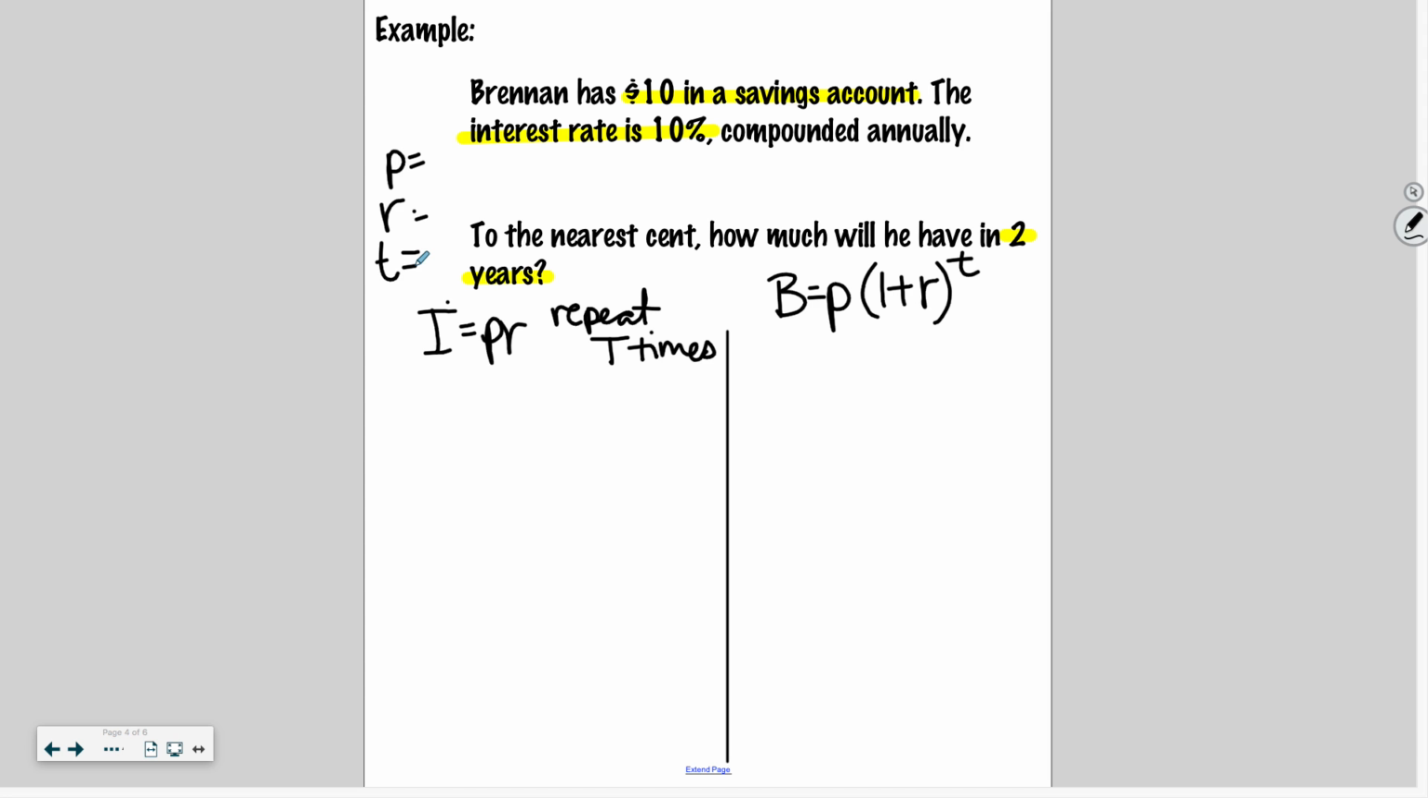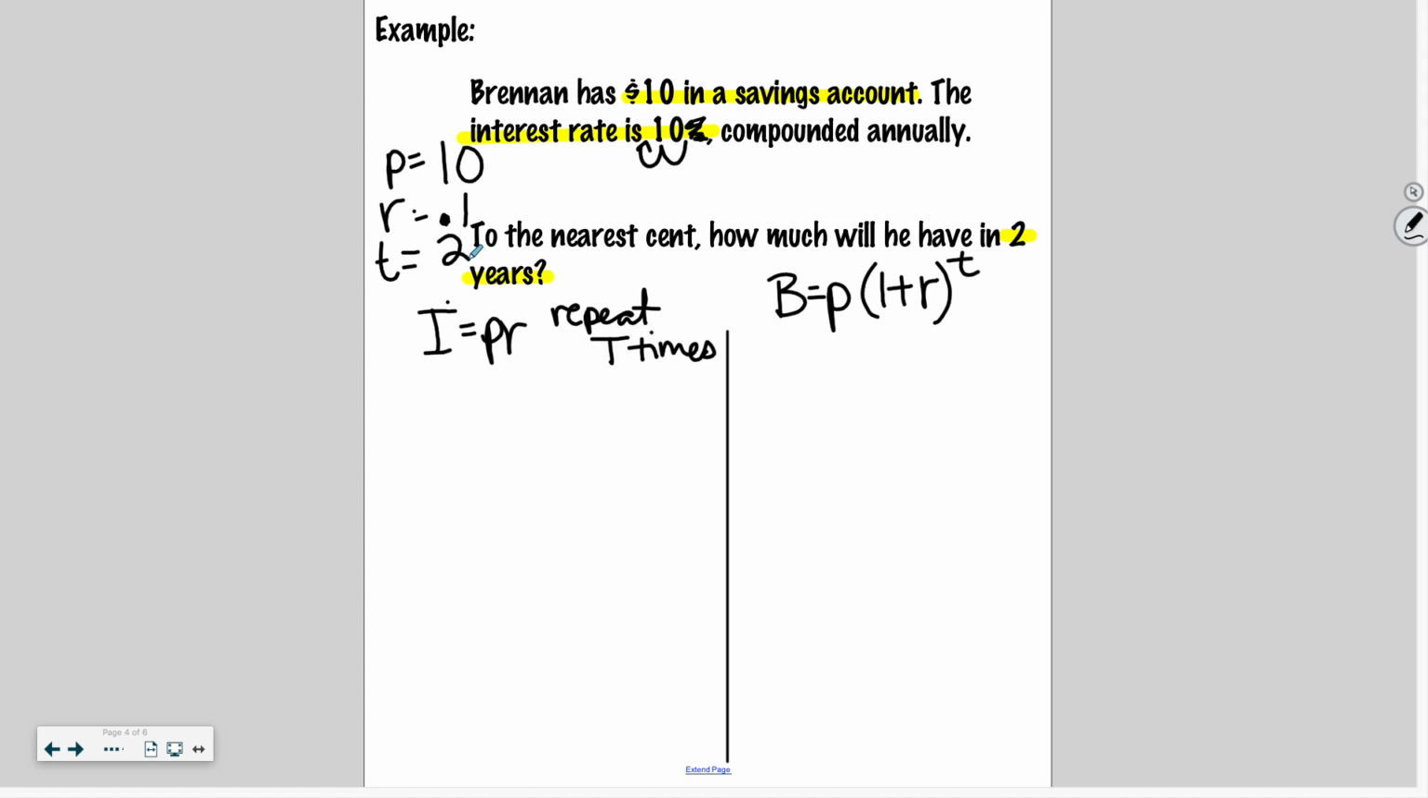So if he has $10 in his savings account, is that principal, rate, or time? Our principal is the initial amount that we have. That's our $10. So he starts off with $10. The rate is 10%. I need to make sure I'm writing our interest rate as a decimal instead of putting 10. So with percents, you take off the percent sign and move the decimal 2 spaces, so we get 0.1. And the time is 2 years, so that's 2.